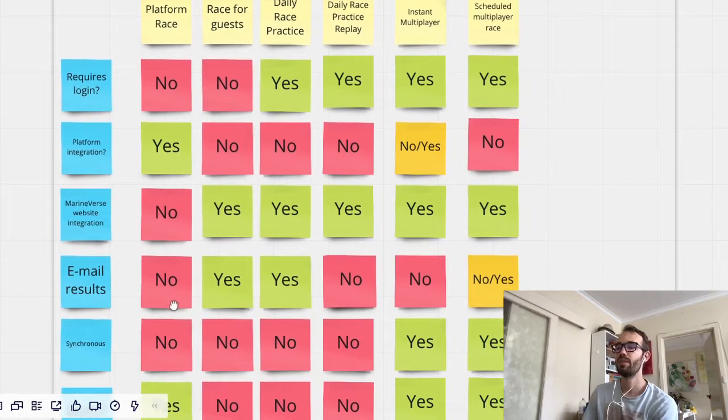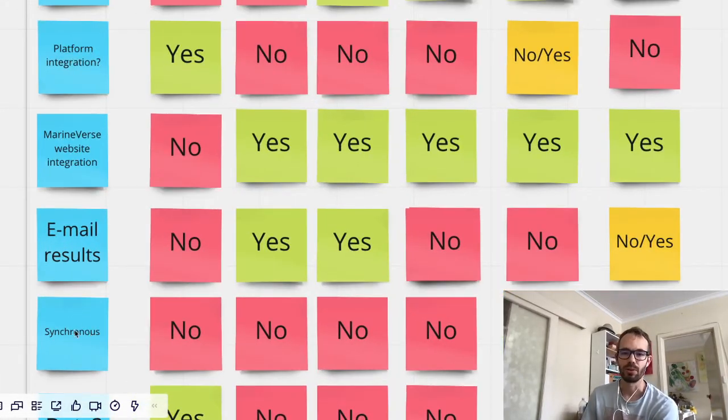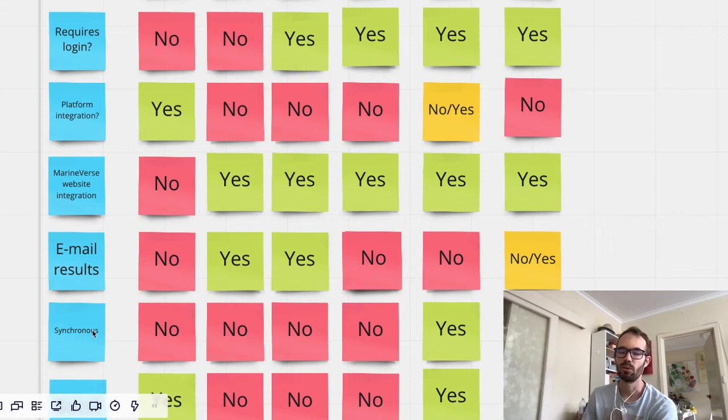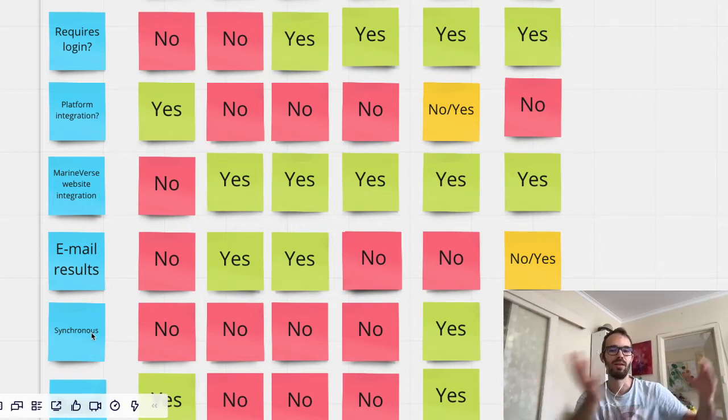All right, so here's a big concept: whether the race is synchronous or not. And what I mean by that is when you're playing with other players, when you see other boats, are they really there with you right now? Or did they maybe play in the past, whether that was a week ago or one hour ago?